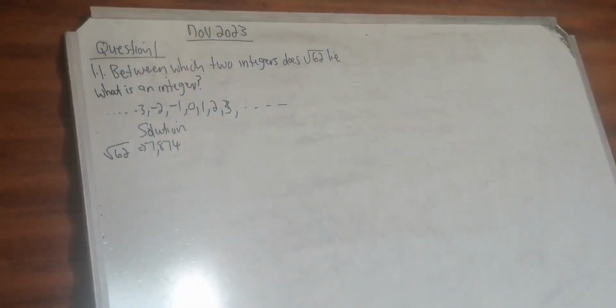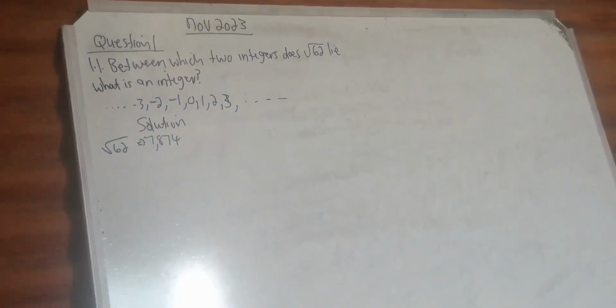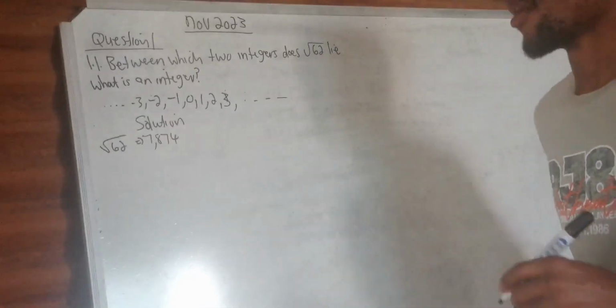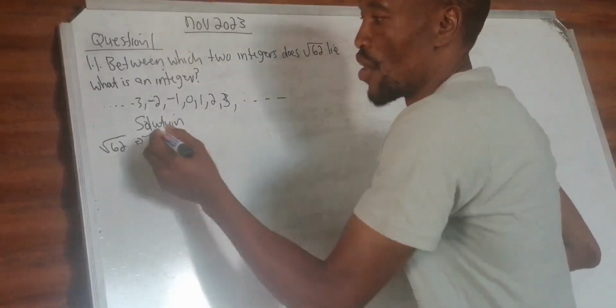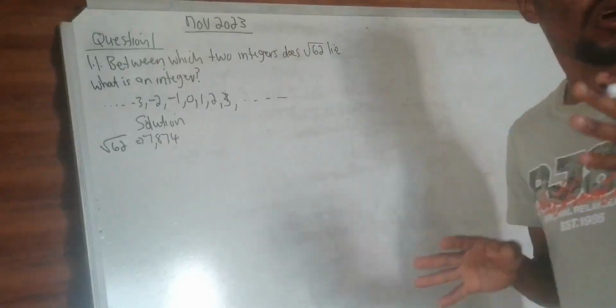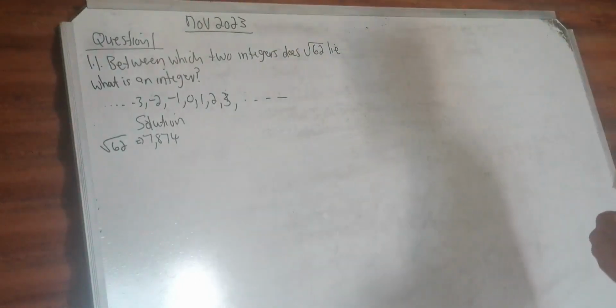7,874. What is the whole number here? This whole number is 7. It is the whole number before the comma, the number that comes before the comma.